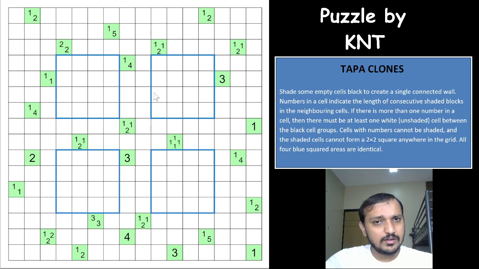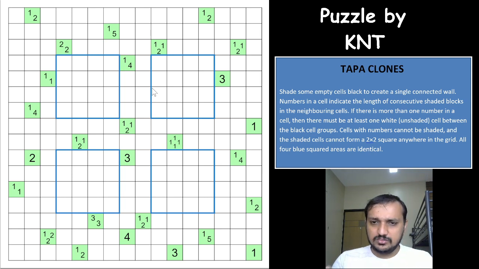This is the standard Tapa rule, which says you need to form one group of continuous shaded cells connected to each other orthogonally, and the number indicates the continuous group of shaded cells around the number. If you have more than one number, you will have 2 groups of shaded cells with a white cell in between, and no 2 by 2 group of cells can be shaded.